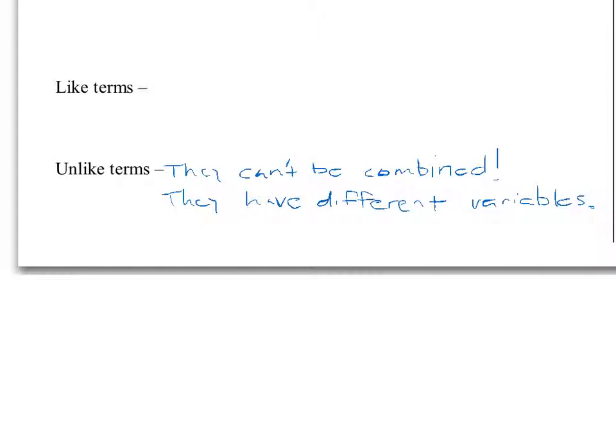Before we move on to like terms, let's come up with some examples of some unlike terms. For example, 3x and 5y. I'm not going to put any operations in between. I'm just going to talk about them being different terms here.